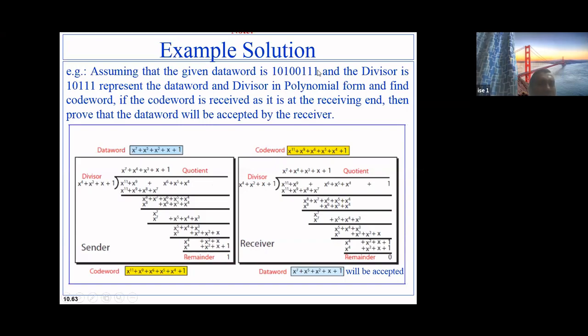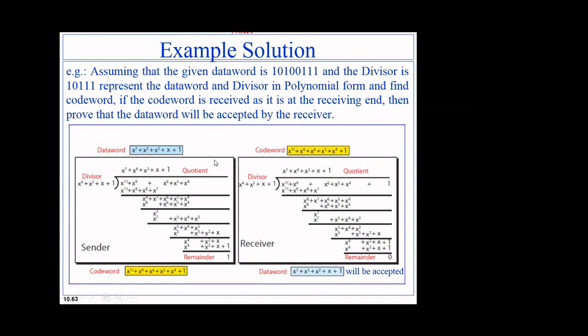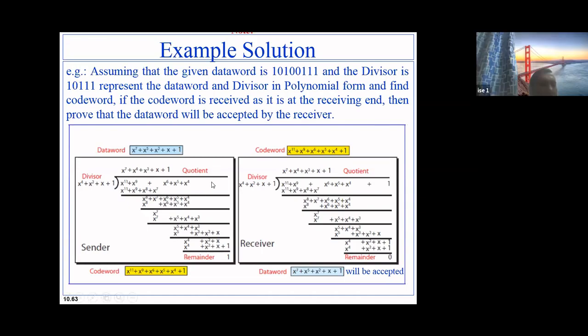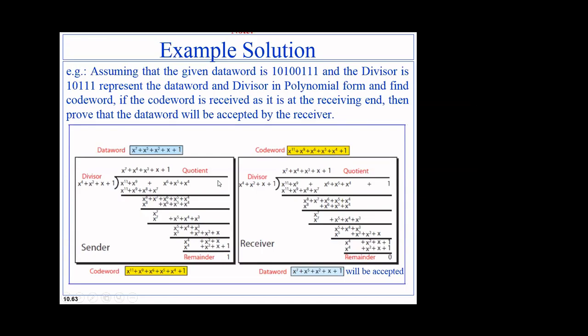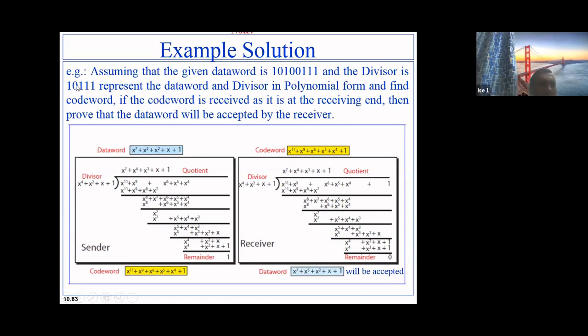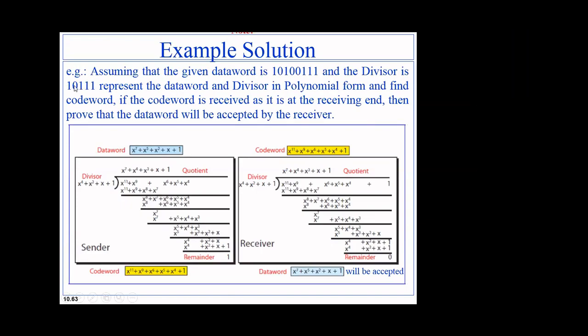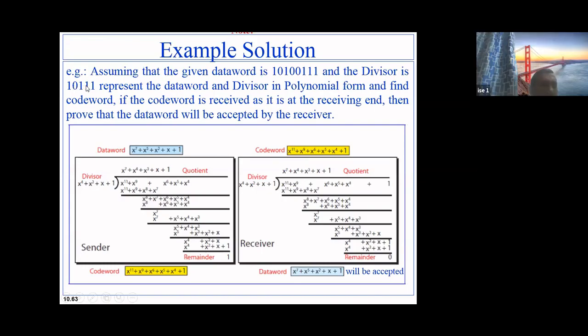Why do you have to shift 4 positions left? To get the remainder. The size of the remainder will be what? How many bits are there? 1, 2, 3, 4, 5 means the remainder will be 4 bits. So 4 bits remainder means you have to shift by 4 times. So when you shift x to the power 7 four times to the left, it becomes x to the power 11.